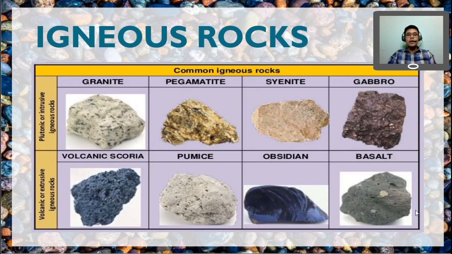And now let's have the different examples of common igneous rocks that we can find on the Earth's surface. Under the plutonic or intrusive igneous rocks, we have granite, pegmatite, syenite, and gabbro. And under the volcanic or extrusive igneous rocks, we have volcanic scoria, pumice, obsidian, and basalt. And that ends our discussion regarding the first major type of rock, which is igneous rocks.